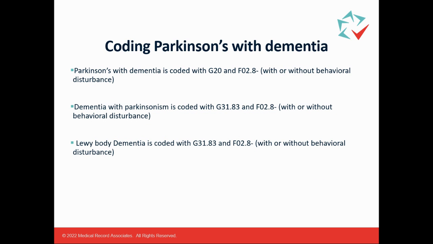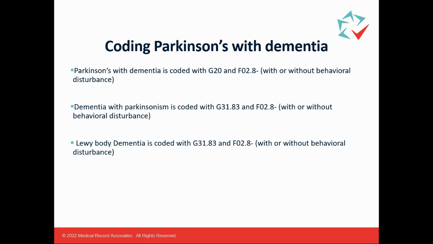So how do you code Parkinson's disease or Parkinsonism or Lewy body dementia? Parkinson's with dementia is coded with G20 and F02.8 with or without behavioral disturbance as your fifth digit. Dementia with Parkinsonism is coded with G31.83 and F02.80 or 1, with or without behavioral disturbance. And Lewy body dementia is coded with G31.83 and F02.80 or 1 with or without behavioral disturbance.